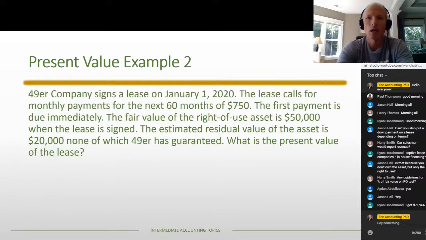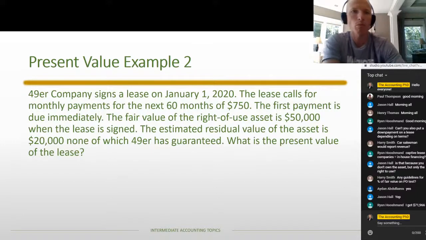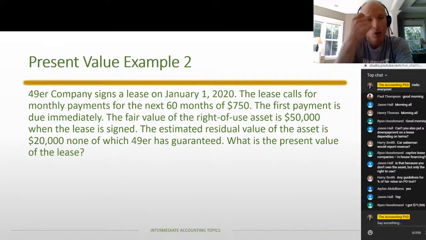All right. Present value example number 2. So 49er Company signs a lease on January 1st, 2020. The lease calls for monthly payments for the next 60 months of $750. The first payment is due immediately. The fair value of the right-of-use asset is $50,000 when the lease is signed, and the estimated residual value is $20,000, and 49er has not guaranteed any of that. So what is the present value of the lease?